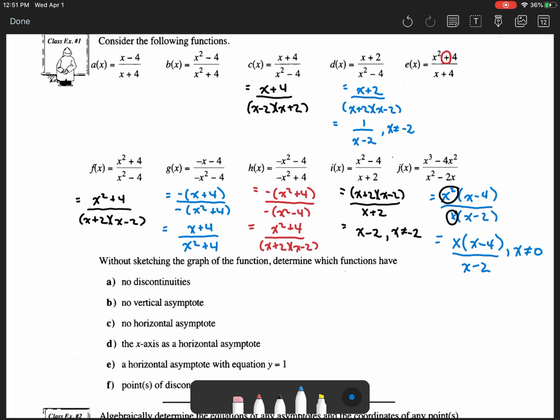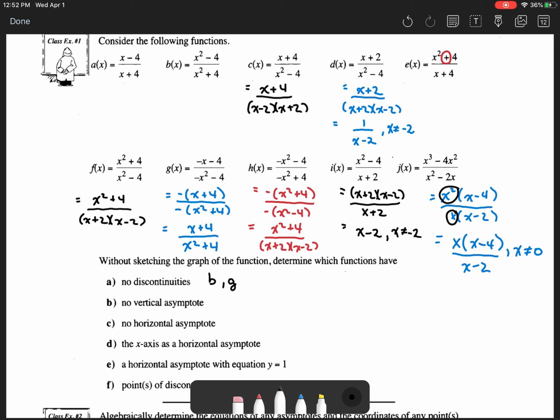Okay, so I've simplified, factored the rational expressions. Now I can move on and answer the questions below. It says, without sketching the graphs, determine which functions have no discontinuities. The ones that will have no discontinuities mean that basically there are no non-permissible values in the denominator. So that's going to be b, because x squared plus 4 is the denominator. You can't factor that. There will be nothing you can put in the denominator there to make it equal 0. And the other one that meets that criteria is also g. So b and g have no discontinuities at all.